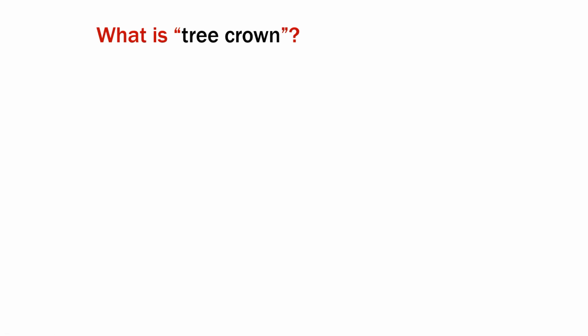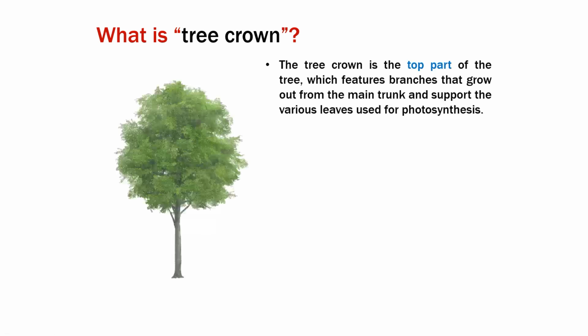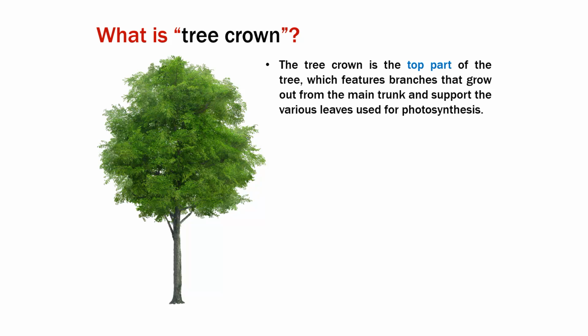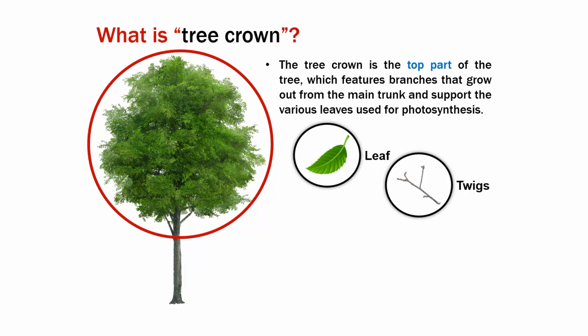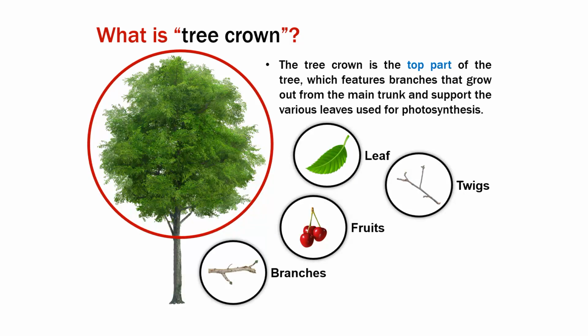Part is tree crown. The tree crown is the top part of the tree, which features branches that grow out from the main trunk and support the various leaves used for photosynthesis. It contains leaf, twigs, fruits, branches, and flowers.